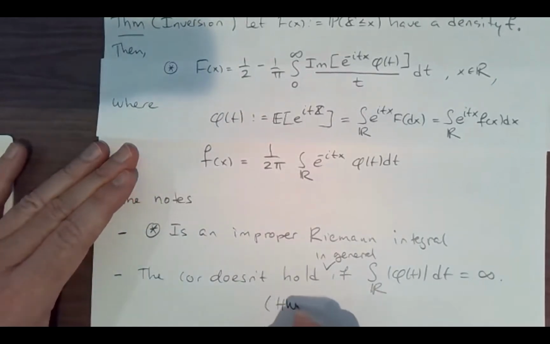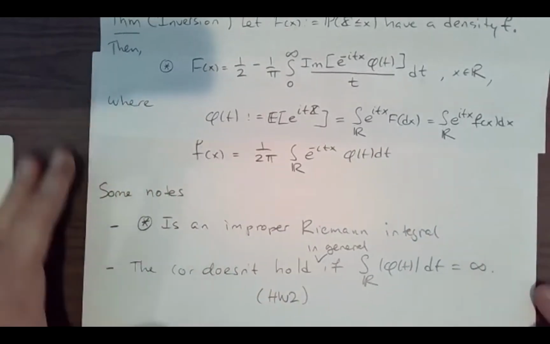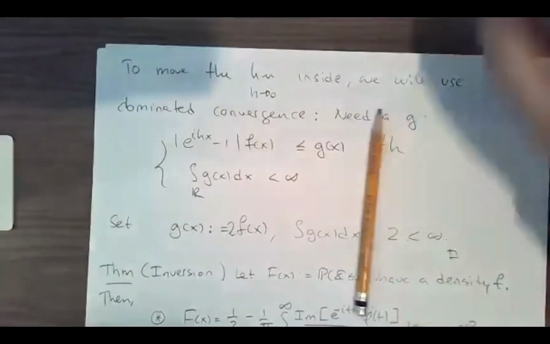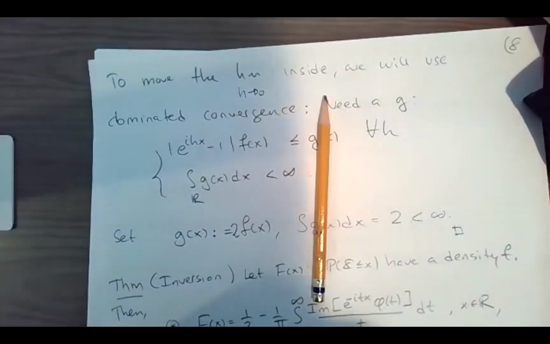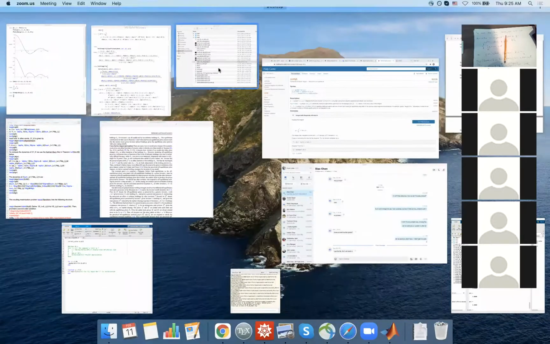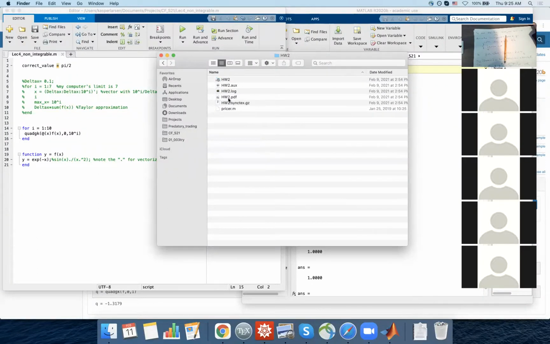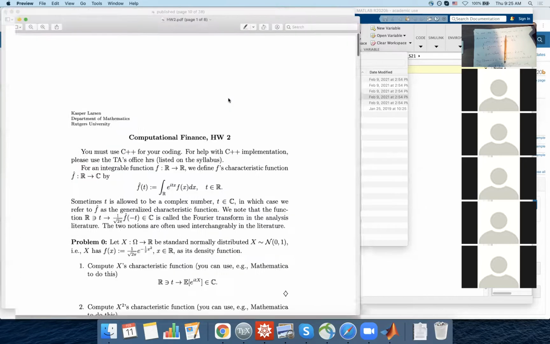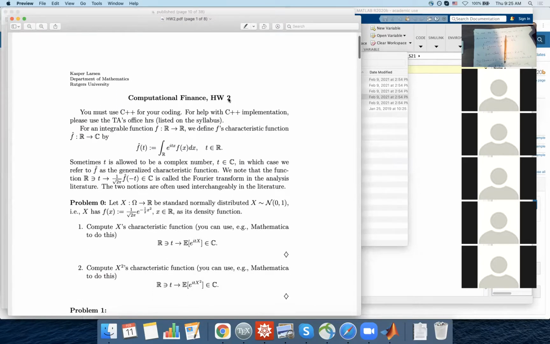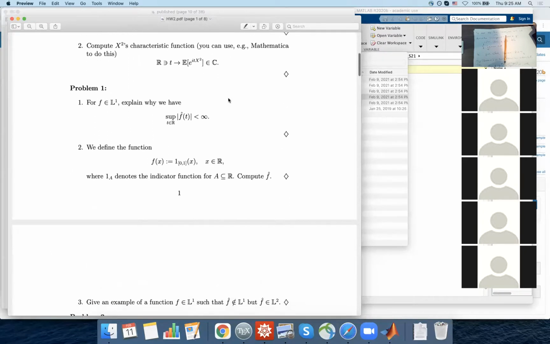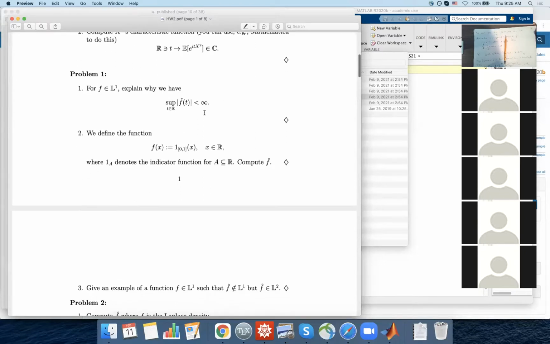And this one here is in your homework too. Let me just show you what I had in mind for this homework. Let me share this and then let's talk about that homework. But this here is your next homework. So it's this question here.